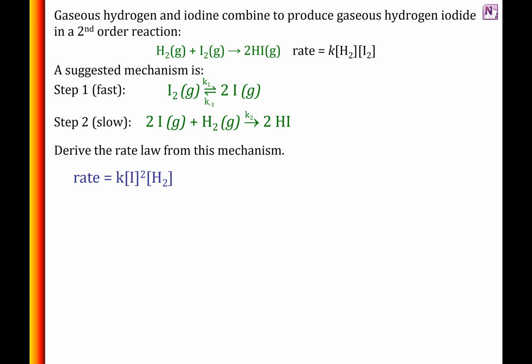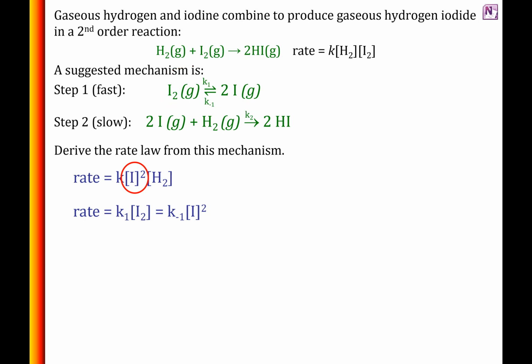Our initial rate we would write would be the rate is equal to the constant times [I]² times [H2]. So we're including a reaction intermediate, and again we're basing this on the stoichiometric coefficient since it's an elementary step. So instead, let's look at our reversible reaction, this top reaction.